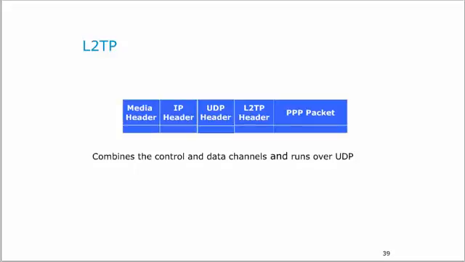The two devices establishing an L2TP tunnel exchange control messages to create the tunnel. Once this tunnel is established, the sending device encapsulates each packet in PPP and then in L2TP. Next, the sending device adds a UDP header and an IP header. Finally, the sending device adds the media header. As mentioned earlier, L2TP supports IPsec for security.